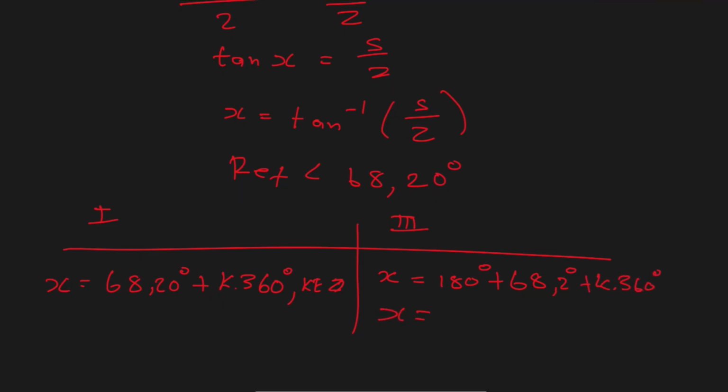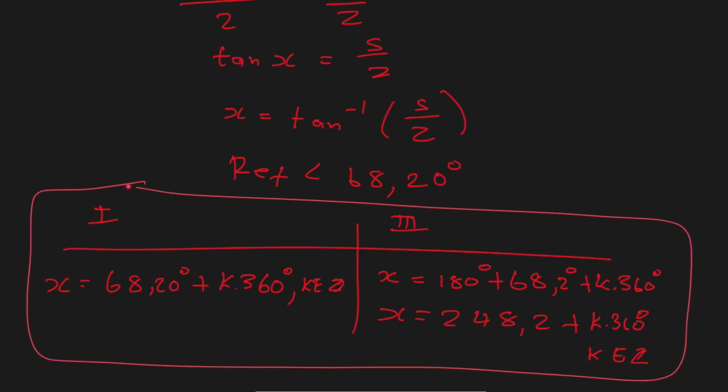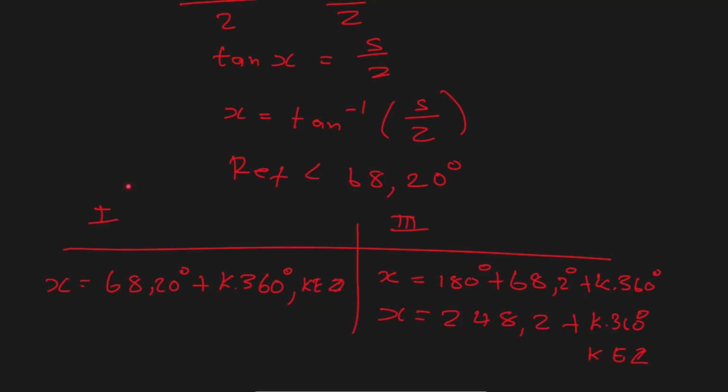Okay, so now we must add this 180 plus 68. If we add those, we get the answer of 248.2, and then that is going to be plus k times 360. And then remember, don't forget to say now k is an element of integers. Okay, so now this will just be our solution. So this one is a little bit more straightforward than when we have that restriction.